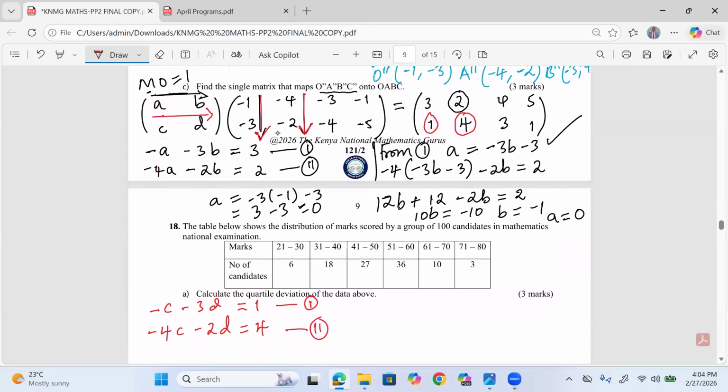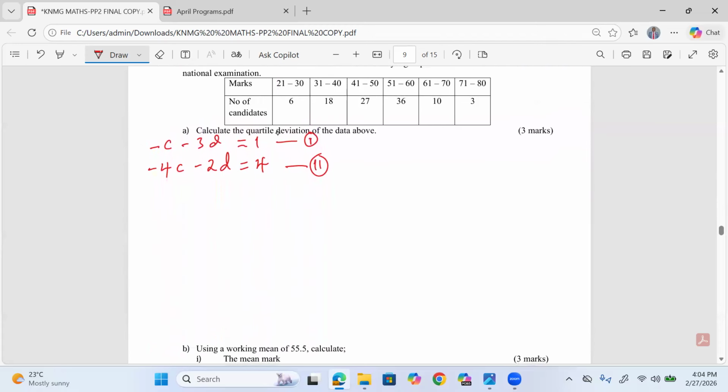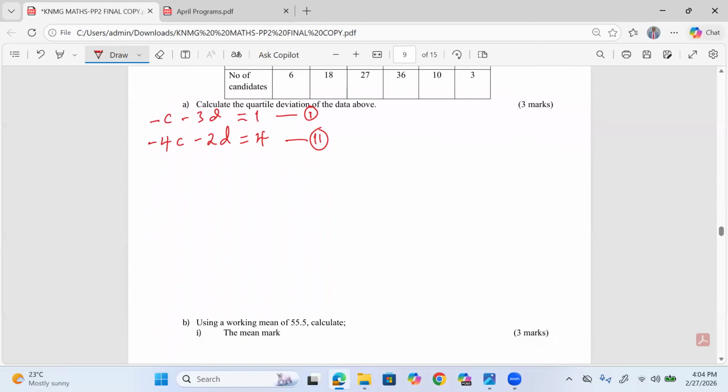Yes. I hope we are together there. So from this, we solve. Allow me now to solve for the values of C and D.